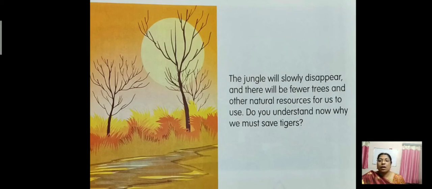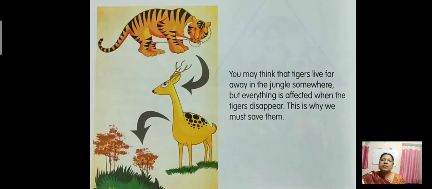Do you understand now why we must save the tigers? You may think that tigers live far away in the jungle somewhere, but everything is affected when the tigers disappear. This is why we must save them. So here the author says that we must save the tigers. You think that they live very far in the jungle, but how is this affected? When these tigers are killed, or when they disappear, everything gets affected, okay. So that is why we need to save these tigers.